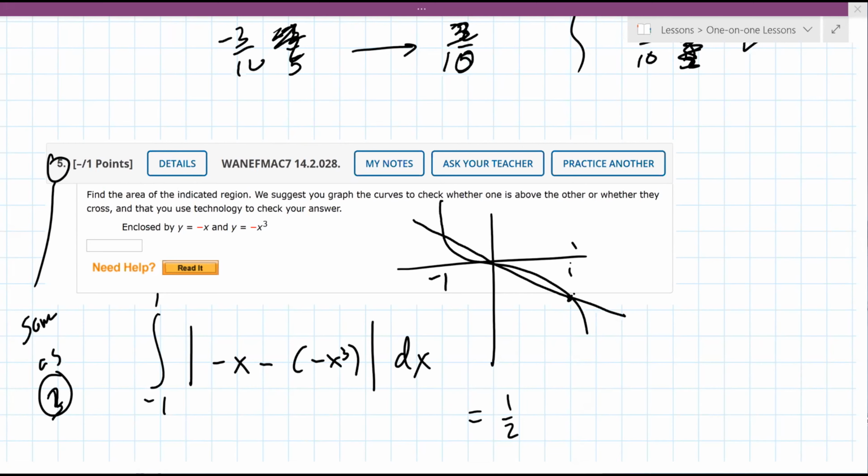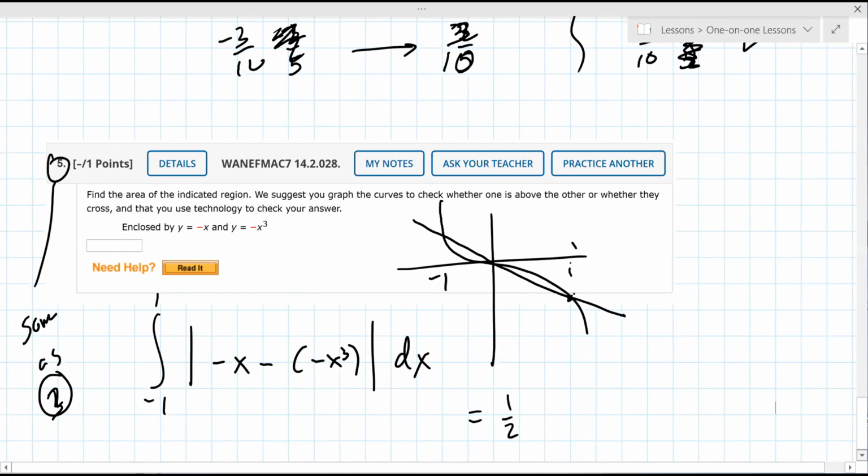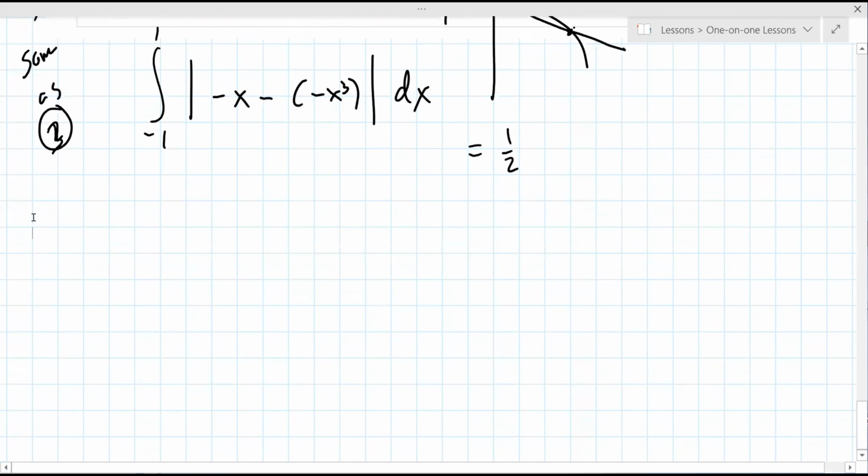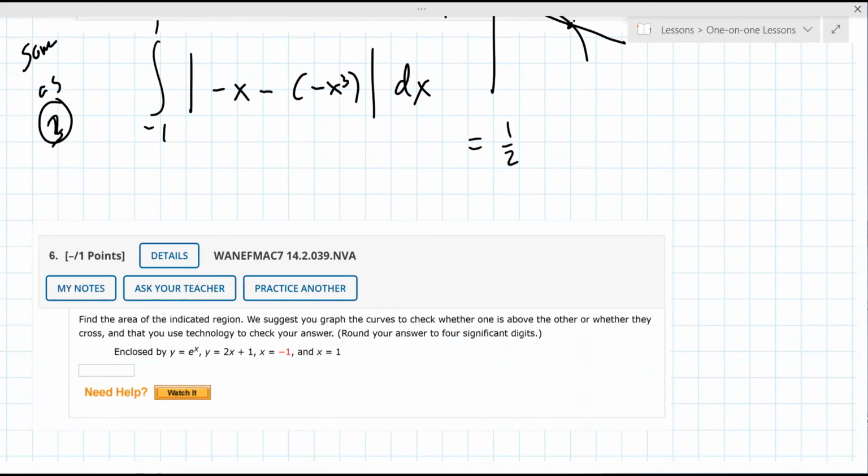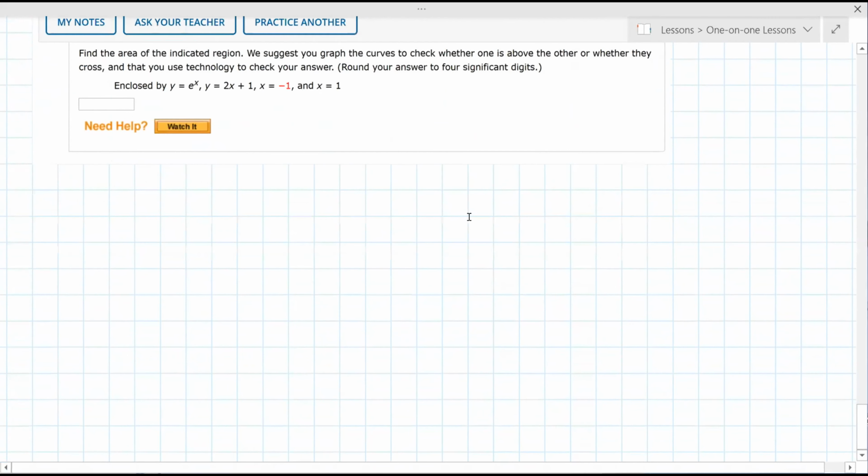All right. We can move on to 6. This one says to round to 4 significant digits. So to me, that's immediately a calculator or technology problem, and I assume that's what your instructor wants. You can do it the same way I mentioned.